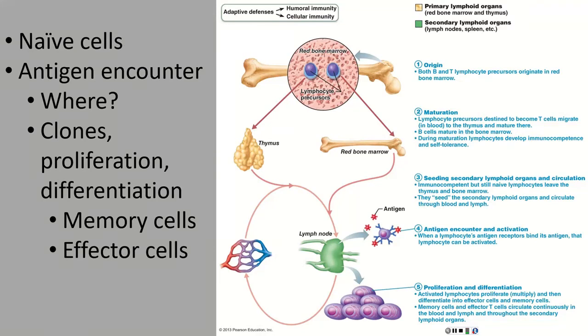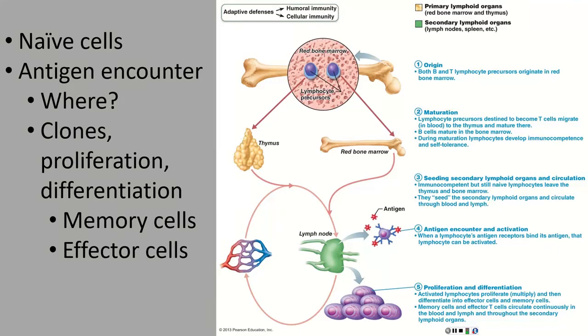Naive means it's been made, it has achieved maturity, and it has left to go into circulation, but it has not yet encountered its specific foreign antigen. Naive cells are fully mature, but they have not yet encountered its specific foreign antigen.